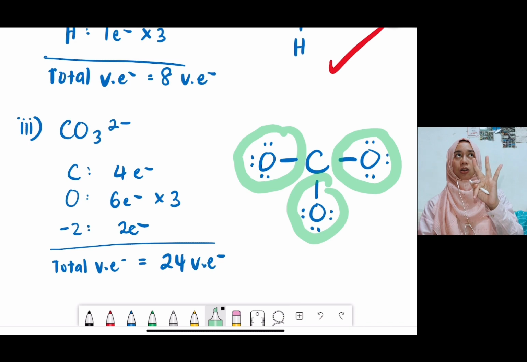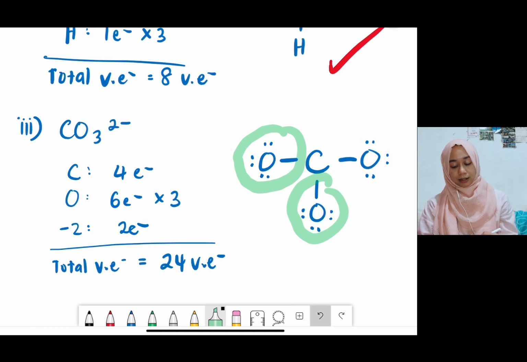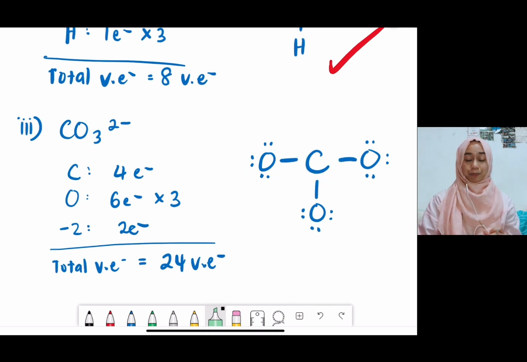Bermaksud 3 lone pair, 1 bonding pair, 4 darab 2, 8 dah. Setiap oksigen tu ada 8. So 8 darab 3 dah jadi 24. So dah ada cukup semua valence electron yang kita ada kat sini. So tak ada benda dah kita nak letak dekat central atom. Okay, there are no remaining valence electron.